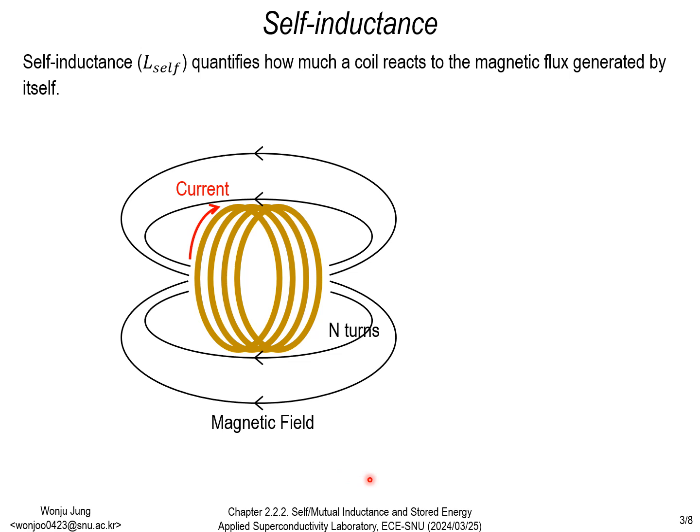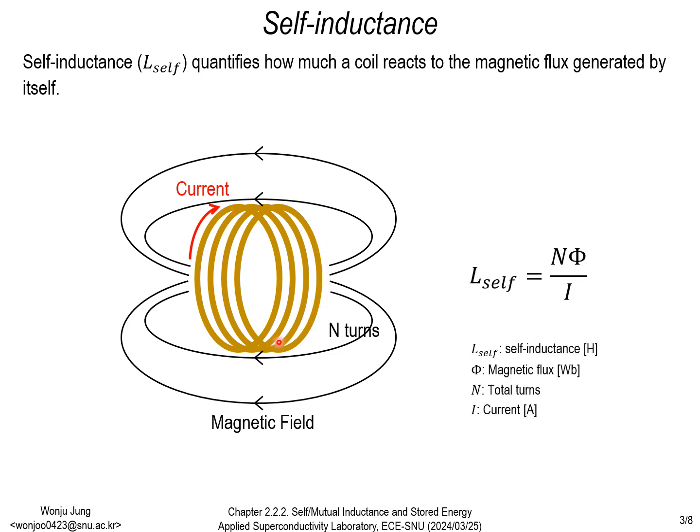Let's move on to self-inductance. Self-inductance measures how a coil reacts electromagnetically to the magnetic flux it generates by itself. It's a property that quantifies the coil's opposition to changes in current. It is defined as the number of turns of the coil multiplied by the magnetic flux density divided by the current. The unit is Henry.